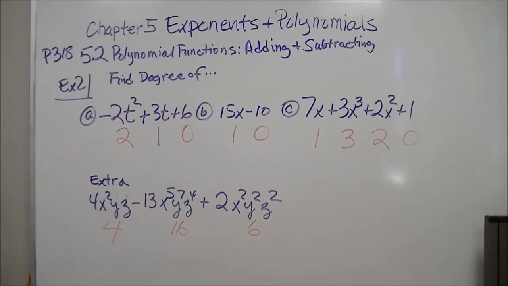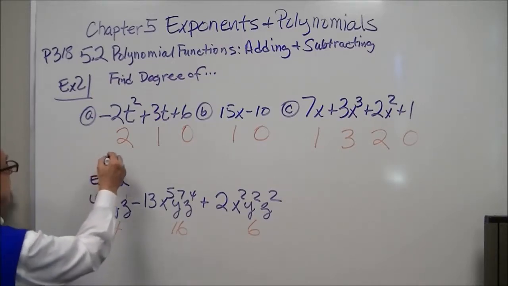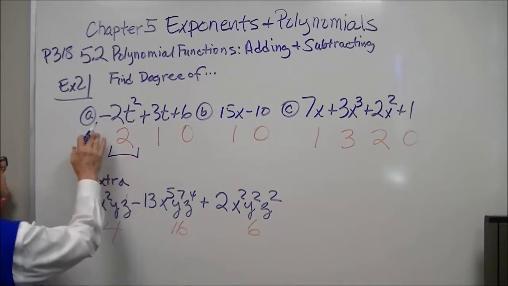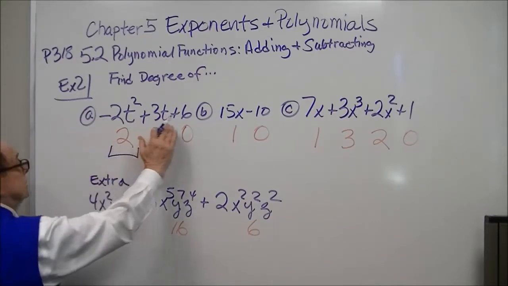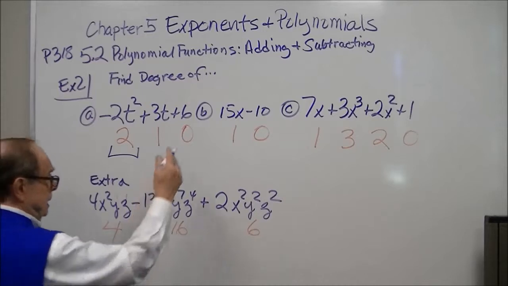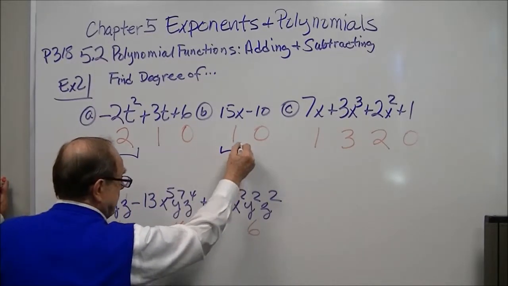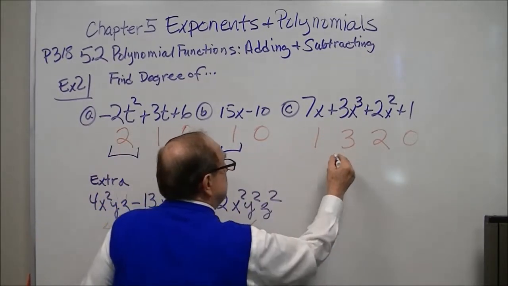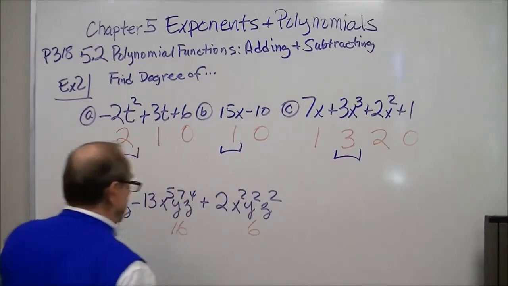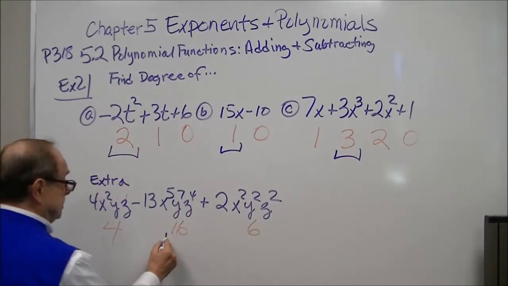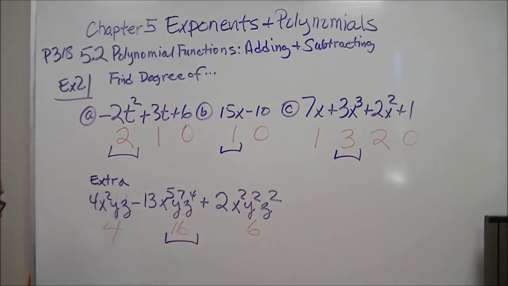Again, the definition for this is the highest degree of any one term. So what's the highest degree of this one? A 2. So that's the degree of this polynomial. Here, it'll be a 1. Here, it's going to be a 3. And here, it's going to be a 16.